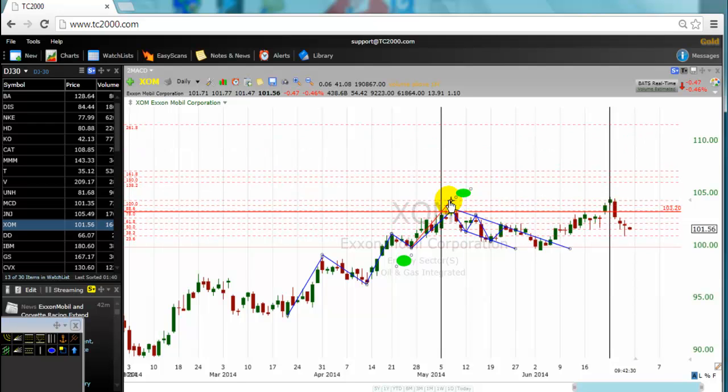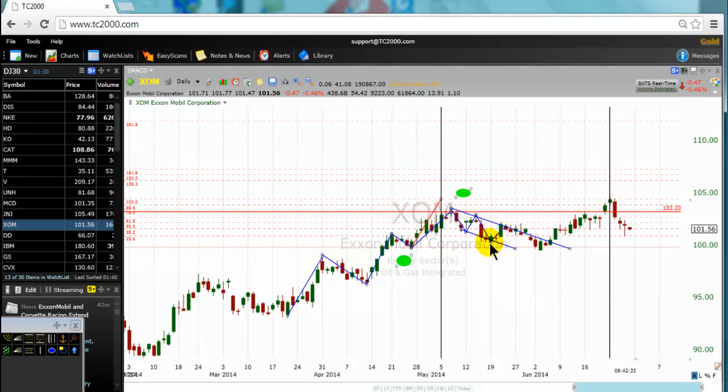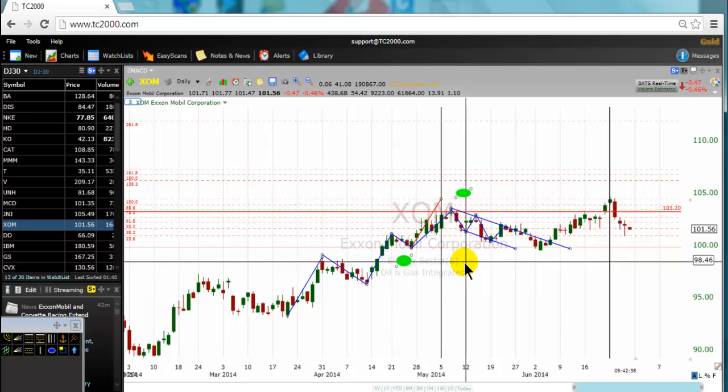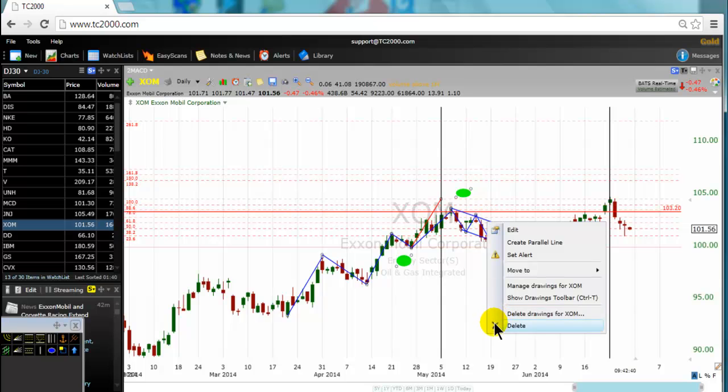I want to remove these lines so I can draw my Fibonacci.